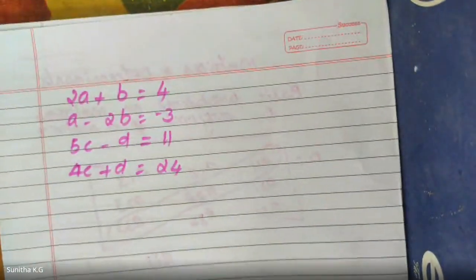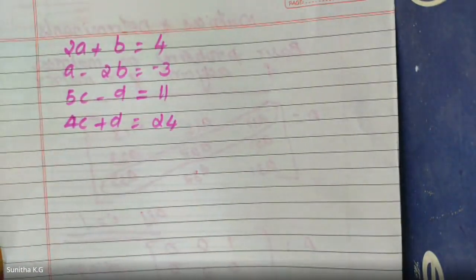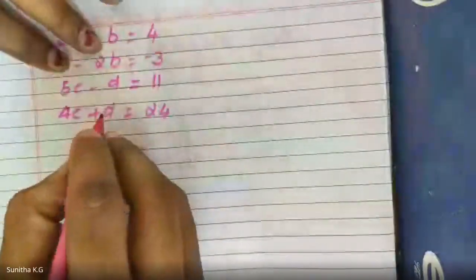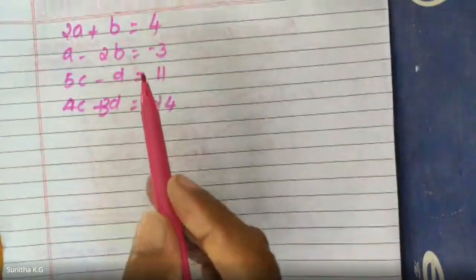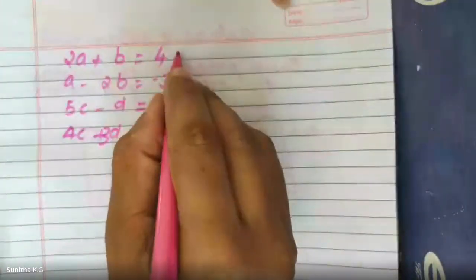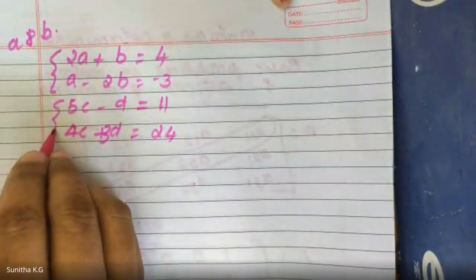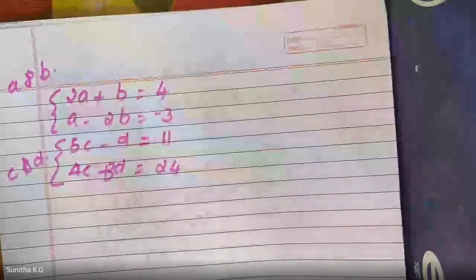What is the next step? We have to solve these problems. Am I right? 4C plus 3D equal to 24. Very good. Then how can we solve these equations? When we solve these two equations, we get the values of A and B. And when we solve these two equations, we get the values of C and D. How can we solve these equations to get the values of A and B?